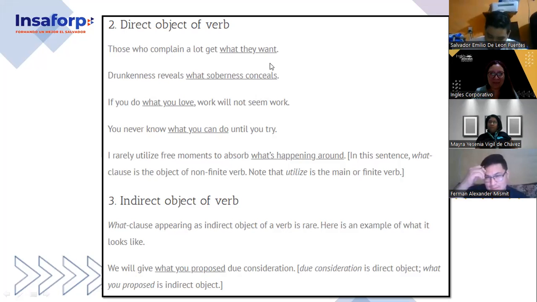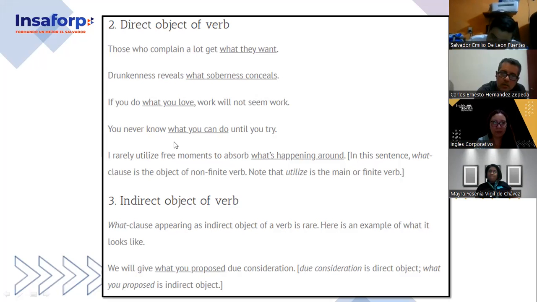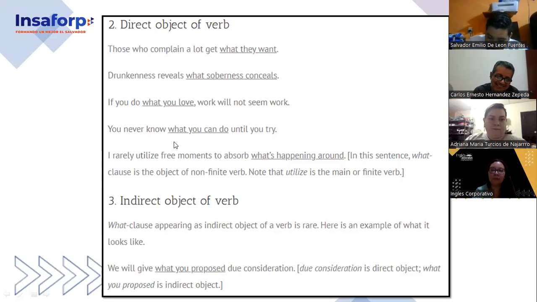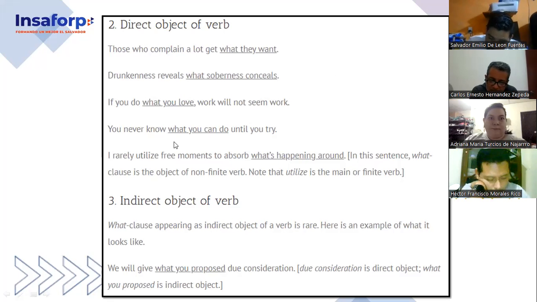Good. Veamos, volunteers, para leer sus oraciones. Ahora es cuando ustedes confirman si de verdad ya lo entendí o siento que necesito que me lo repitan o me lo expliquen diferente. Carlos Ernesto, veamos. Solo tengo una. If I don't will know, why you do it? All right, Carlos, that's good. Adriana María. Work hard to get what you want. Perfect, that's good. Vamos con Héctor Francisco.